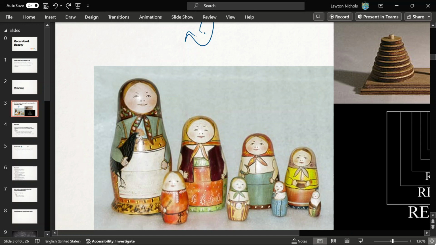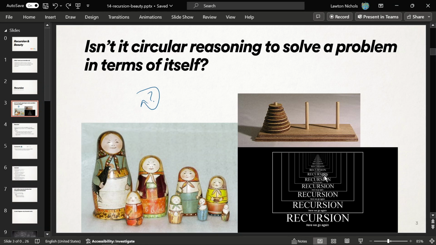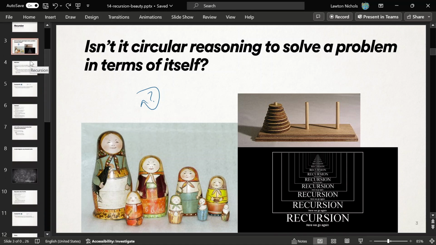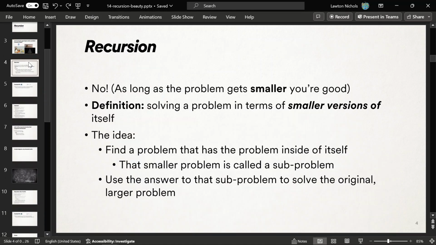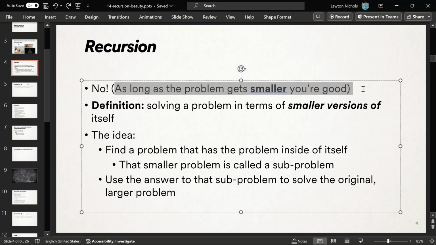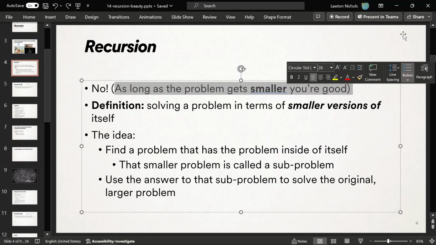This is a hard topic in computer science, so there are a lot of memes about it. It can also be used to play little games. If you've seen this kind of game before, it's called the Tower of Hanoi. There's only one way to solve this game, and surprisingly, it's a recursive solution. So it's worth learning. It'll tell you how to play this game and move all the pegs with the right rules over to the other side. So, yeah, it's not circular reasoning. As long as the problem gets smaller, everything will work out.